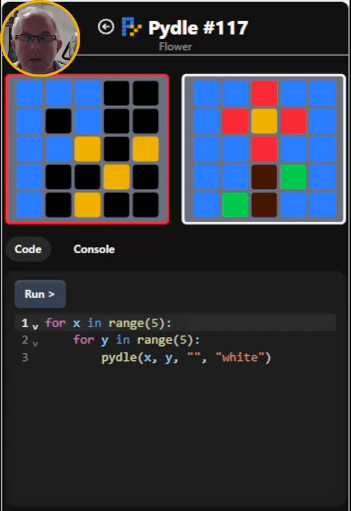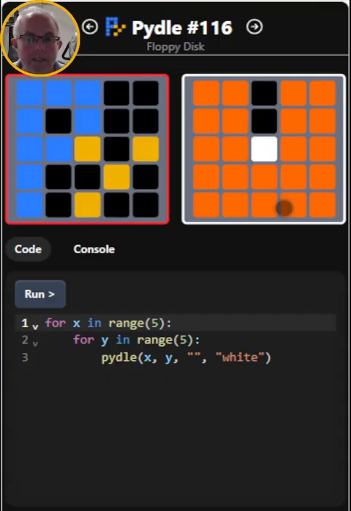If you're new to Pydle or you'd like some hints on how to solve Pydles, I will now solve yesterday's Pydle. So stick around and you'll hopefully get some more insight into how Pydle works.